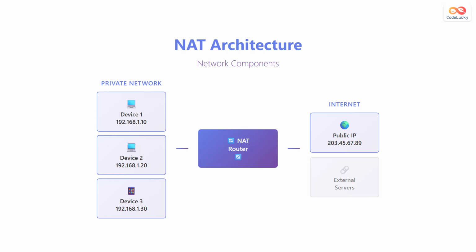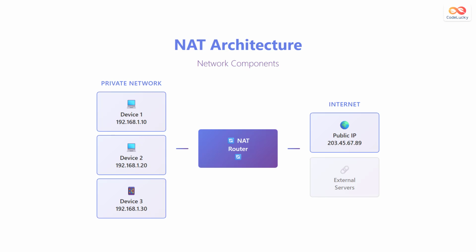Understanding the architecture helps clarify how NAT fits into networks. On the private side, you have multiple internal devices like computers, smartphones, and printers, each with their own private IP addresses. These are typically addresses in the ranges 192.168.0.0, 10.0.0.0, or 172.16.0.0.